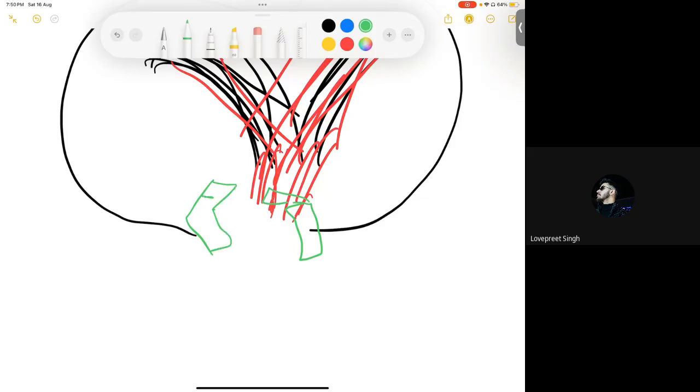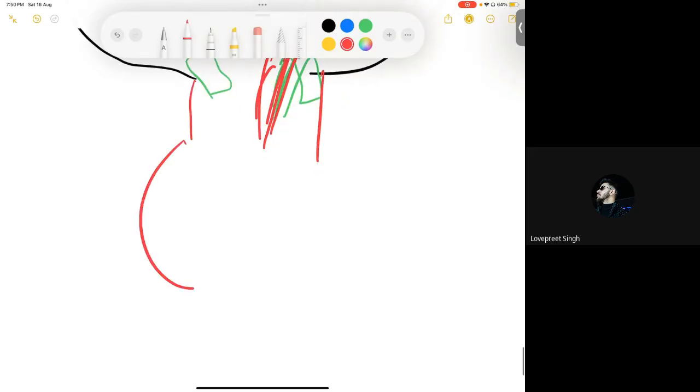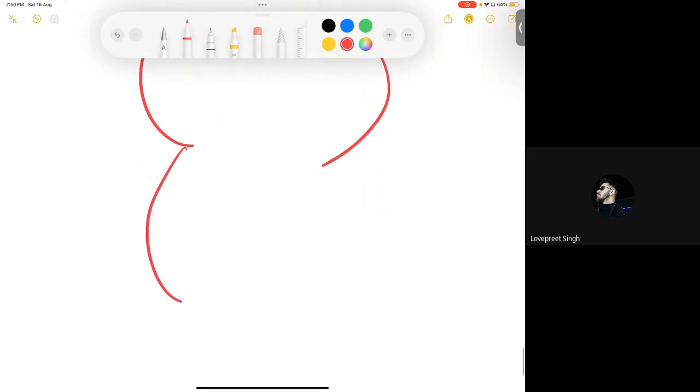It's the same part where your sensory sensations were moving to the internal capsule, right? Okay, so they're going to move downward just like that. This is your midbrain, your pons, your medulla.